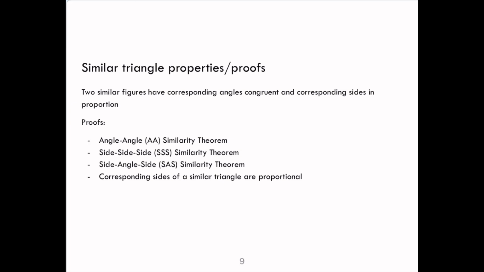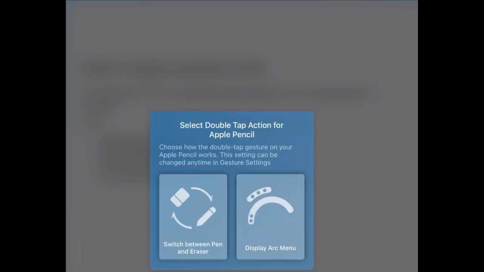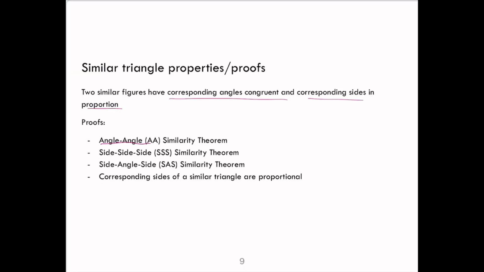Let's go over similar triangle proofs. Two similar figures have corresponding angles congruent and corresponding sides in proportion. So some proofs that can be used to prove triangles similar are the angle-angle theorem, which basically means that if two angles in one triangle are congruent to two angles in another triangle, they are similar triangles. The side-side-side theorem, which is if three sides of a triangle are proportional to three sides of another triangle, those triangles are similar to each other.